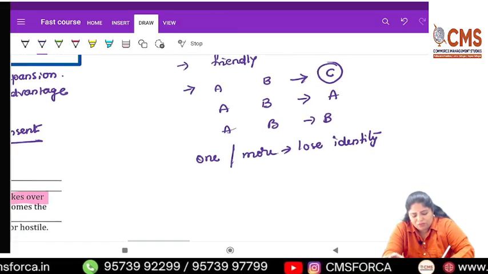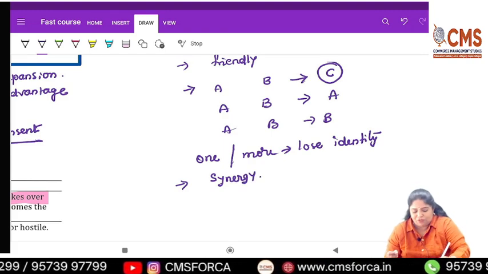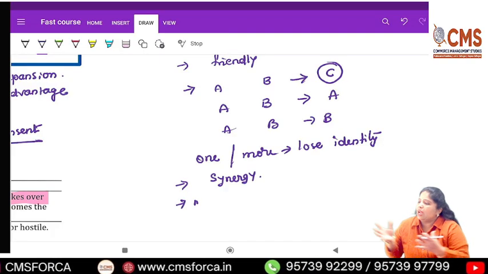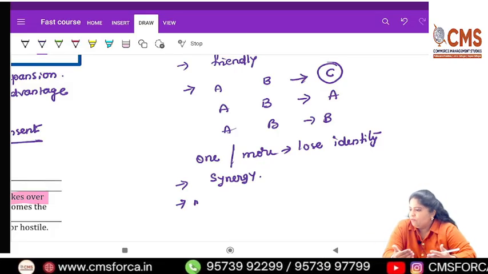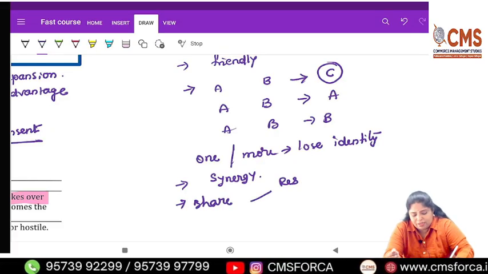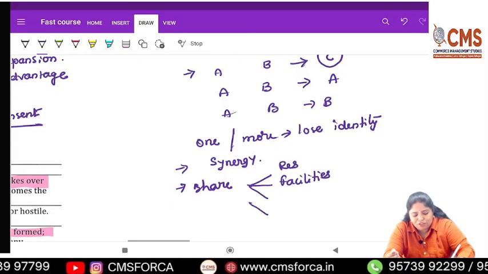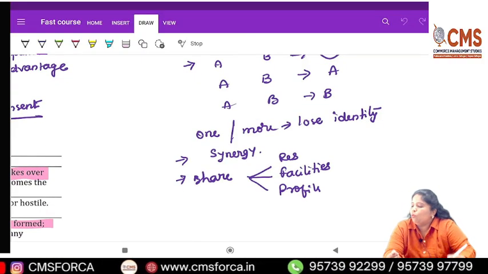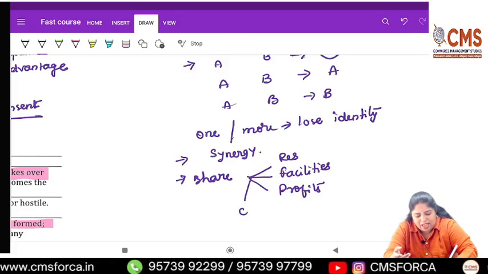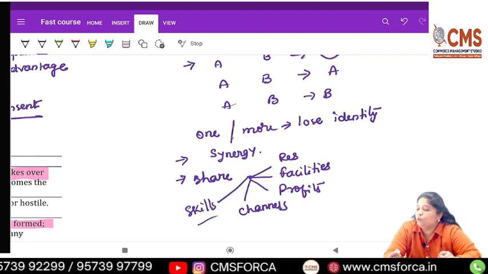And a merger always creates a synergy factor. Now, why does a merger create a synergy factor? Because when a merger happens, A and B's resources are combined together. They are going to share all their resources, all the facilities, and even their profits, right? So whatever manpower they have, resources they have, facilities they have, the channels they have, the skills they have, every aspect, every resource would be shared.